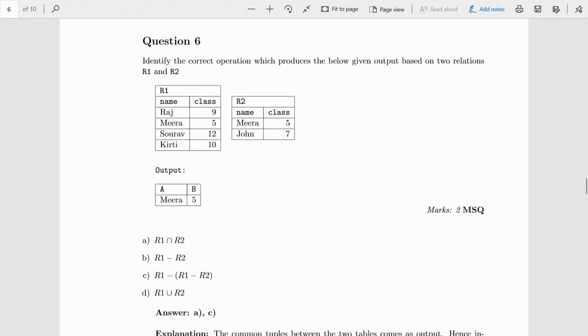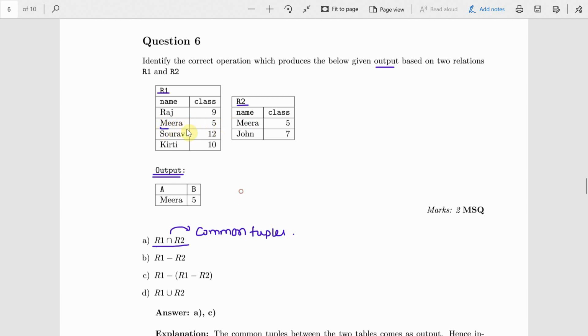Coming to question number 6. The question says, identify the correct operation which produces the below given output based on two relations R1 and R2. These are the two relations given, and the question asked is which of the following operations this output represents. Now look, option A says R1 intersection R2. What does intersection find? Intersection finds the common tuples of R1 and R2. Now observe the common tuples of R1 and R2.